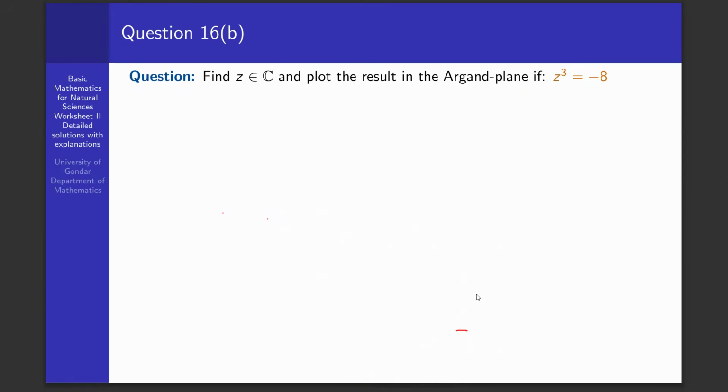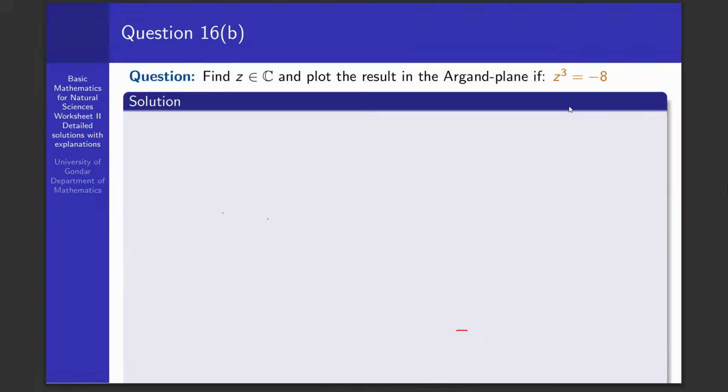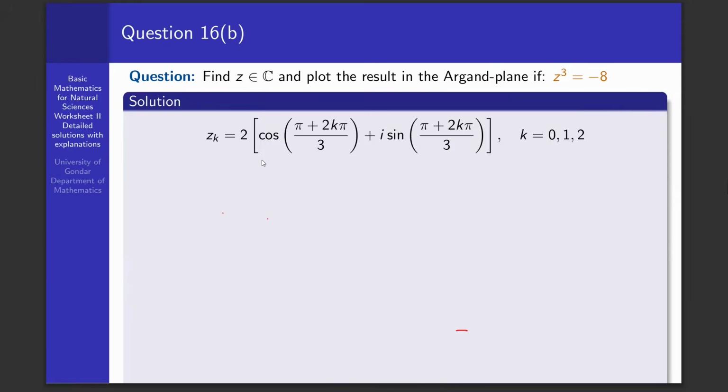Okay, the next one is question number 16b. Again, it is similar to the previous one. Find z an element of C and plot the result in the Argand plane if z cubed is equal to minus 8. We expect 3 points, or simply roots, for this equation, and they are obtained by using the previous formula: z is equal to 2 times cosine of pi plus twice k pi over 3, plus i times sine of pi plus twice k pi over 3, when k is 0, 1, and 2.